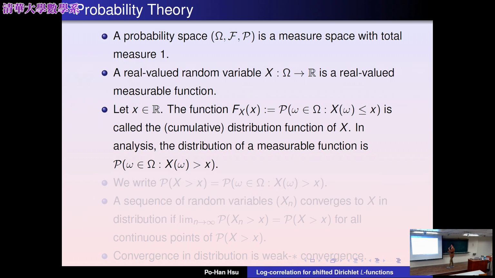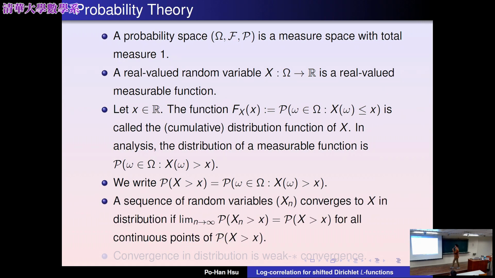Okay. And also another standard shorthand. People are lazy, so usually people like to suppress this little omega. So we denote this one simply capital X. Capital X is a random variable, a real valued measurable function. The probability that capital X is greater than little x really means you collect all the little omega in capital omega such that this one is greater than this one. Okay, this is a standard shorthand.